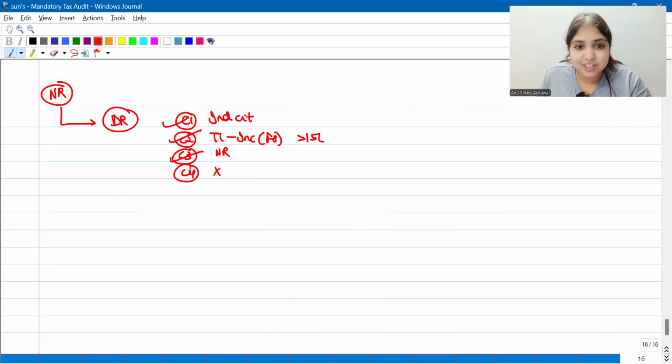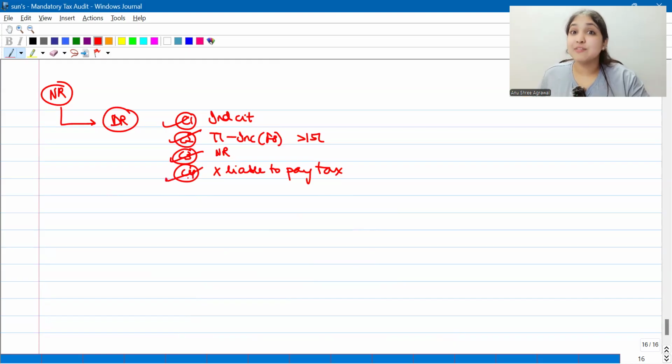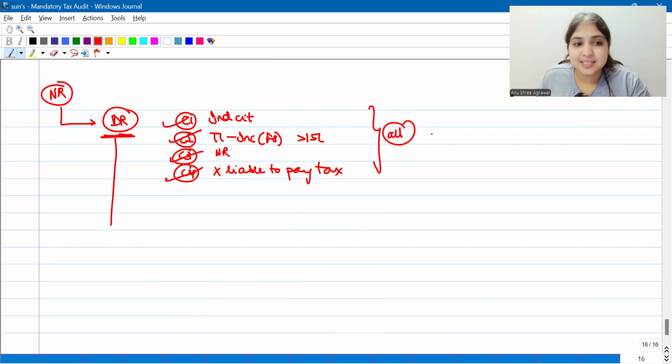And fourth condition, assessee should not be liable to pay tax in any country. The question very clearly says that she's not liable to pay tax in UAE. She is earning income either in India or she is earning income in UAE. She is not liable to pay tax in UAE. She is not liable to pay tax in any other country. Even this is fulfilled. Guys, all my conditions are fulfilled. Assessee is deemed resident, and because assessee is deemed resident, assessee becomes RNOR.